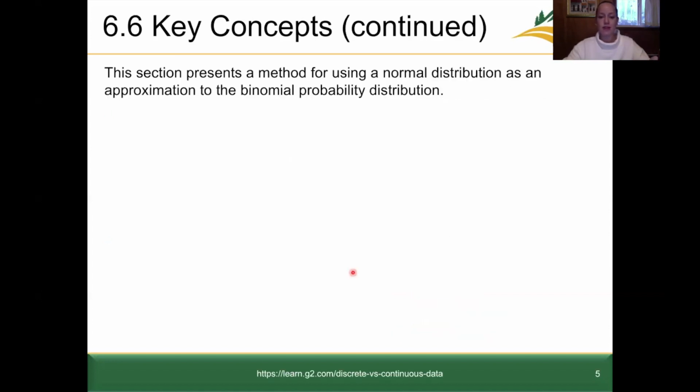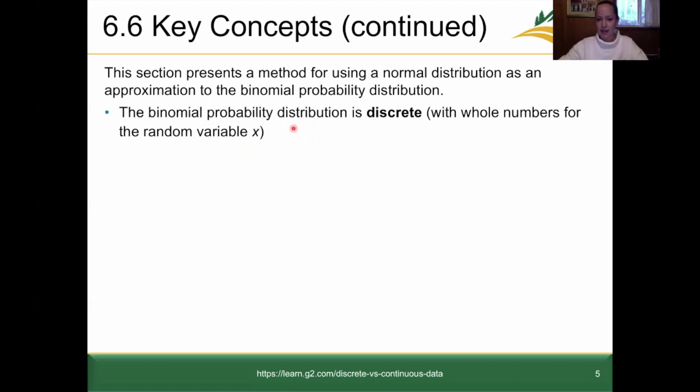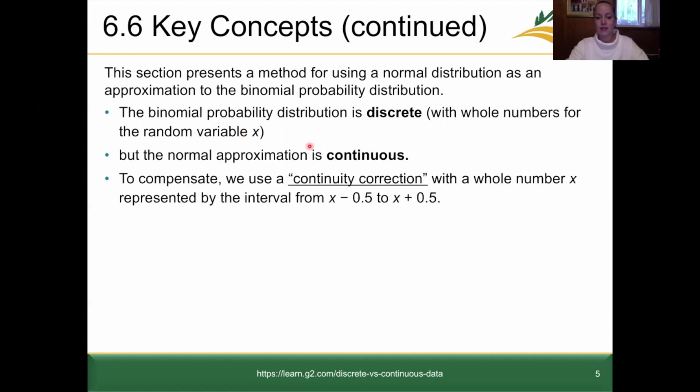Another key concept in 6.6 we'll go over is when we approximate a binomial probability distribution using a normal distribution, there's one main caveat we need to keep in mind. So that caveat is that a binomial probability distribution is discrete. When data is discrete, we have whole numbers for the random variable of x. But if we approximate a binomial probability distribution as a normal distribution, well, a normal distribution is continuous. So we need to compensate for this difference if we are going to take data from a binomial probability distribution and use approximations of a normal distribution.